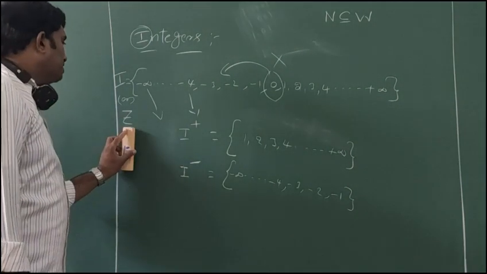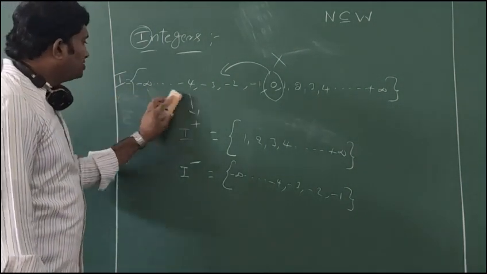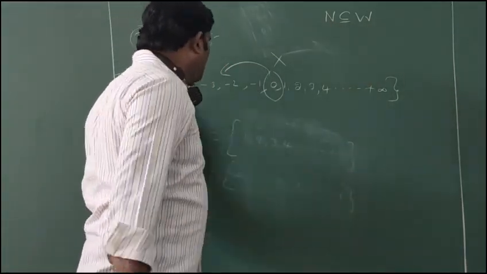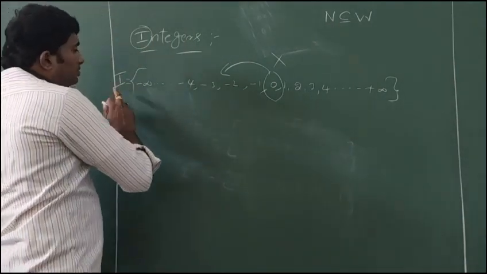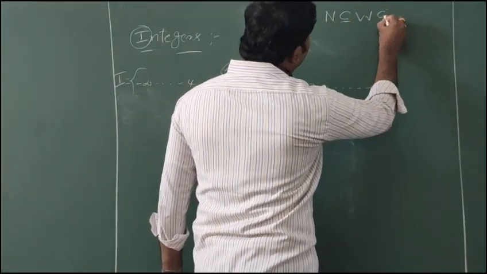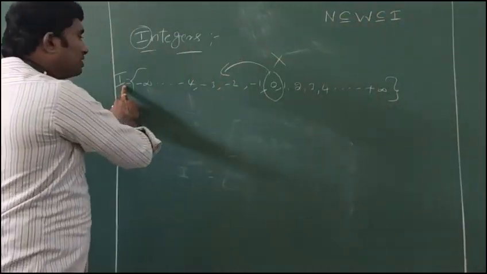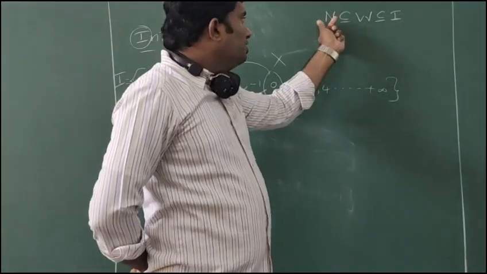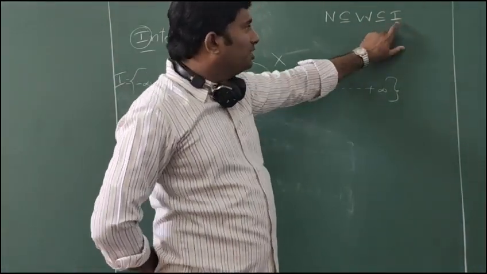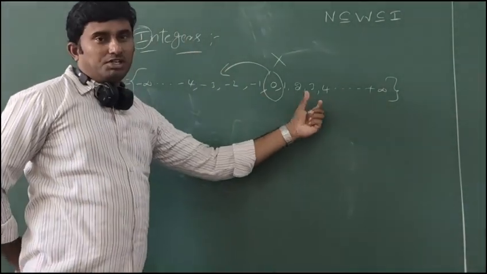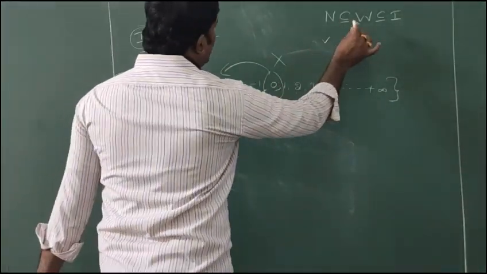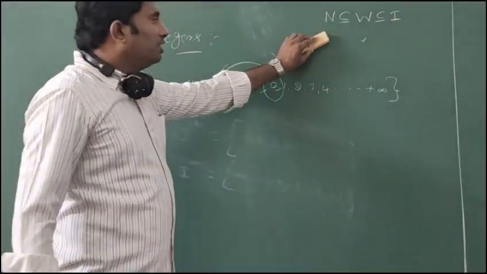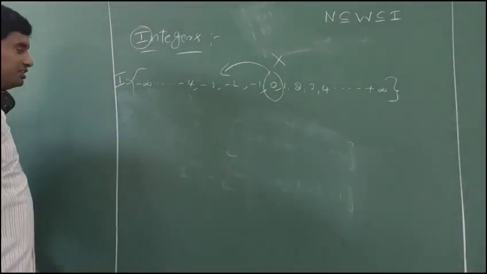Next, this is the integer set. The first, smallest set is the natural number set. The next one is the whole number set. The next set is the integer set. So these two sets are subsets of the integer set, because every natural number exists in the whole number set, and every natural number and every whole number also exists in the integers. That is why N and W, the natural number set and the whole number set, are both subsets of the integer set.